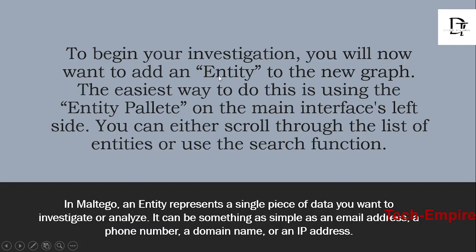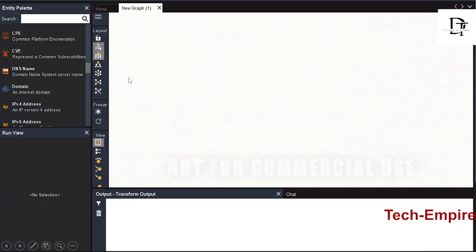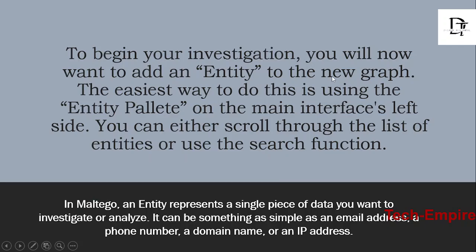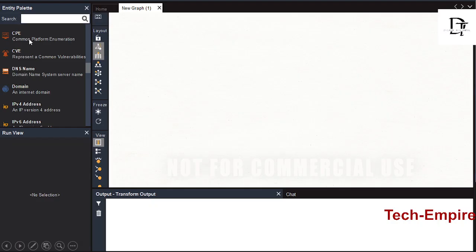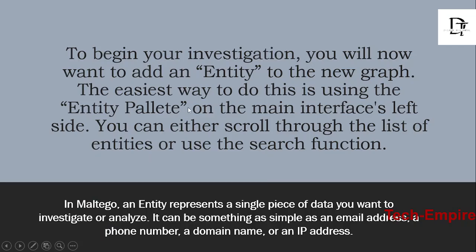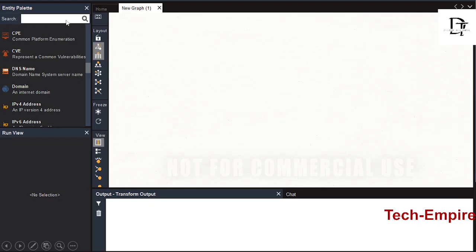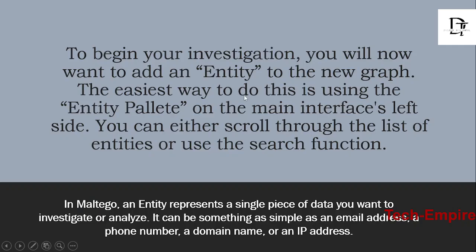Now to begin your investigation, you want to add an entity here. What are the entities? To add to the new graph, the easiest way is using the entity palette on the main interface's left side, which is this. This is left, this is right. I'll be going back to the picture to explain it more. Now you can either scroll through the list of entities or use the search function. Inside where you have this search, you can type whatever you are looking for. And again, you are using the entity palette.